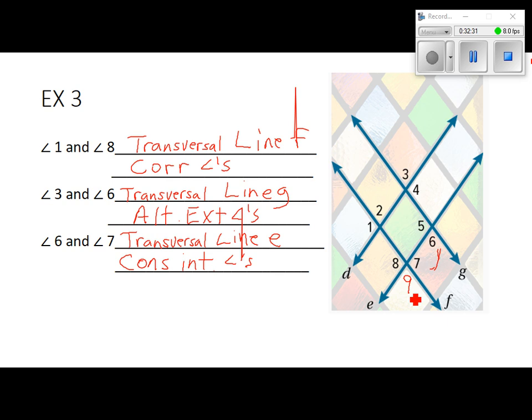So when we look at this, I'll guarantee if I put that question on the test, a whole bunch of people would say, oh, they're alternate exterior angles because they're both on the outside. Doesn't work that way. They're nothing to each other.